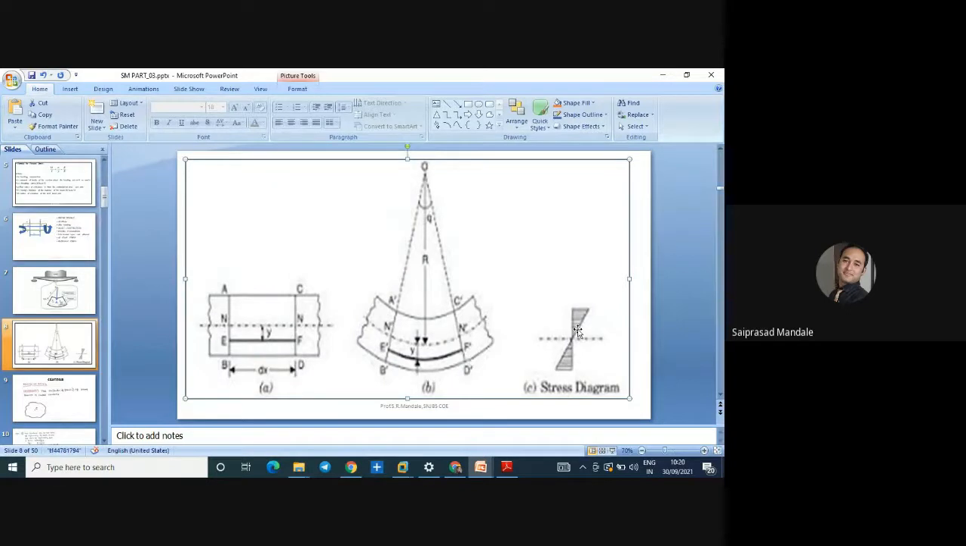But right now what is important for you is the flexural formula, that is M by I is equal to sigma by Y is equal to E by R. Top layer is subjected to compression in case of a simply supported beam, and bottom layer is subjected to tension. In case of a cantilever beam, top layer is subjected to tension, bottom layer is subjected to compression, and the neutral axis is not affected by any force. Y is the distance between any layer of the beam and the neutral axis, and this is the stress distribution diagram.